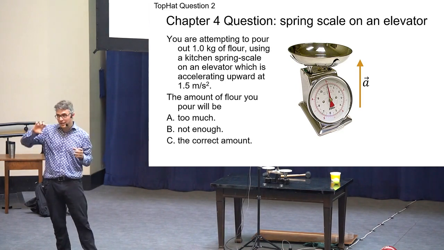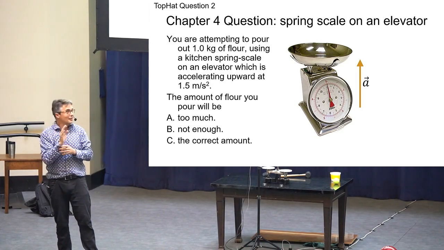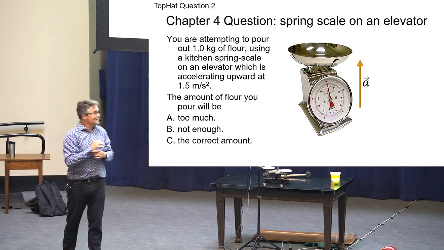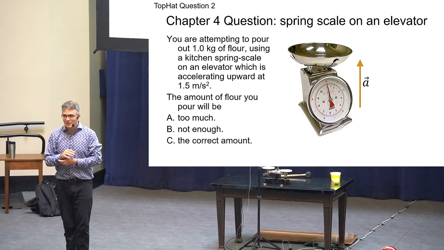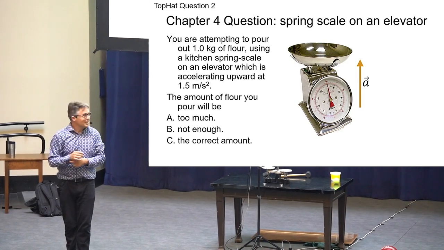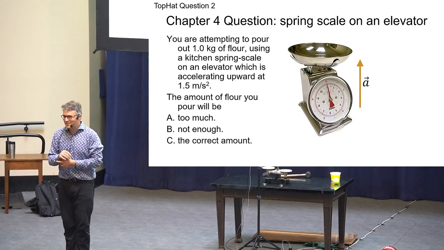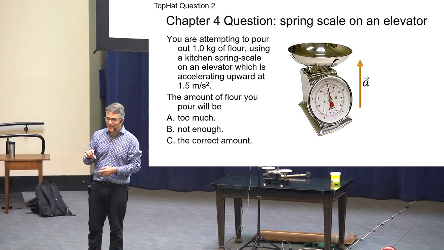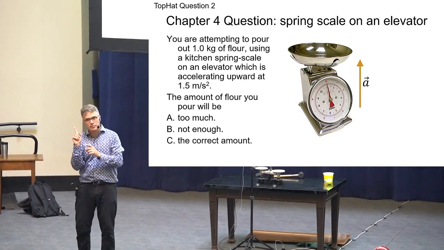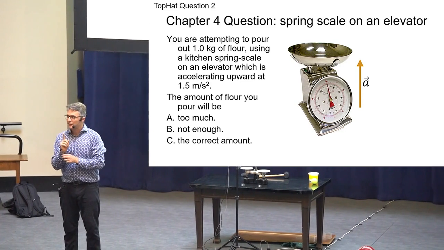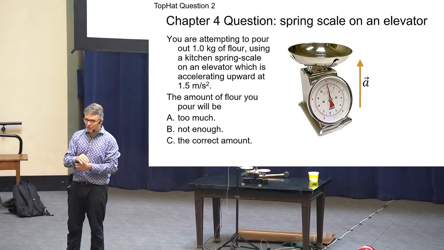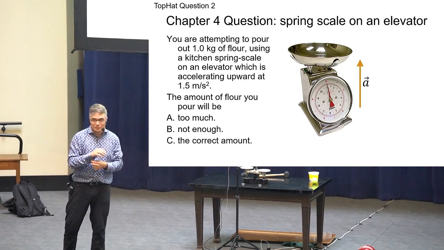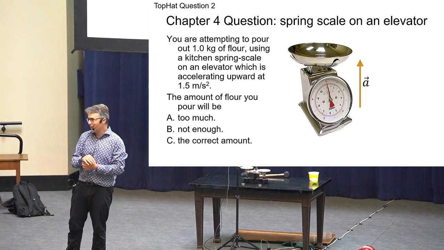And so I have a spring scale, and I pour the flour in there till it goes up to a certain limit. So let's imagine that I was doing that. I was about to make some pizza, but I was on the elevator and accelerating upwards at 1.5 meters per second squared, trying to measure. And I pour the flour until I see the dial go up to my favorite value. What's going to happen to my pizza? Not enough flour? Too much flour? Or it should be okay?